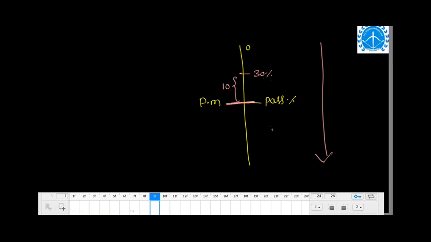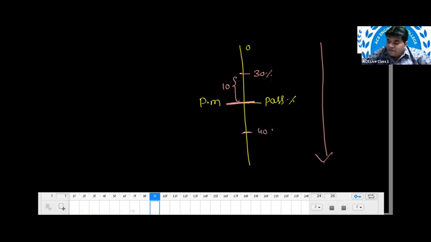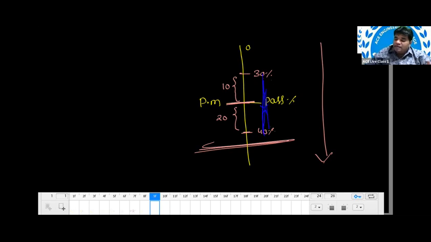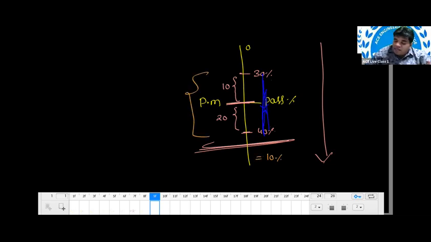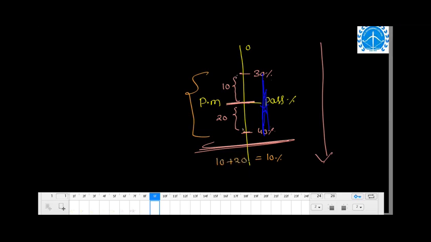Give me the reply. Yes, sir. B got 40% and passed by 20, which means he got 20 marks above the pass marks. So this gap is 20. Now check here: 30 and 40, the difference is 10%. But on the left hand side, this is the marks gap. Here to here 10 marks, here to here 20 marks. So from here to here the total marks gap is 30. So 10% is equal to 30 marks.